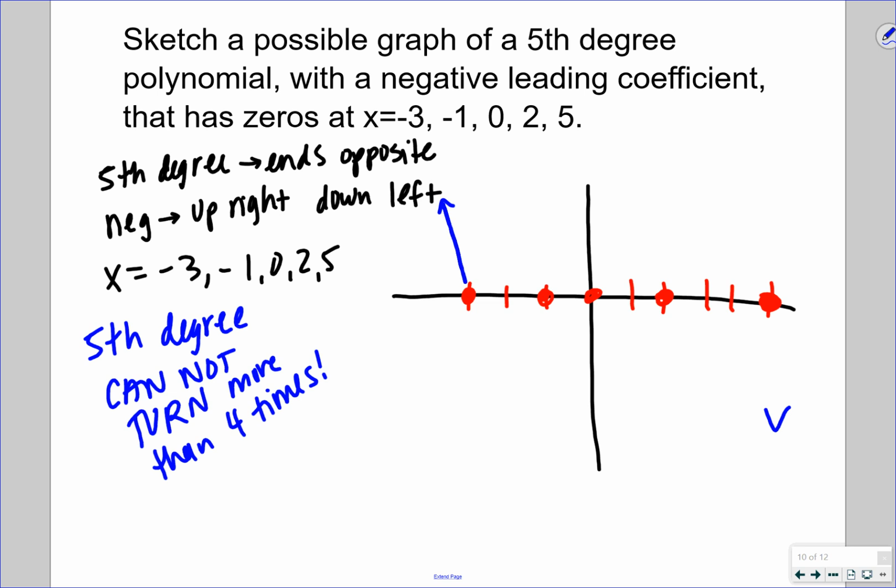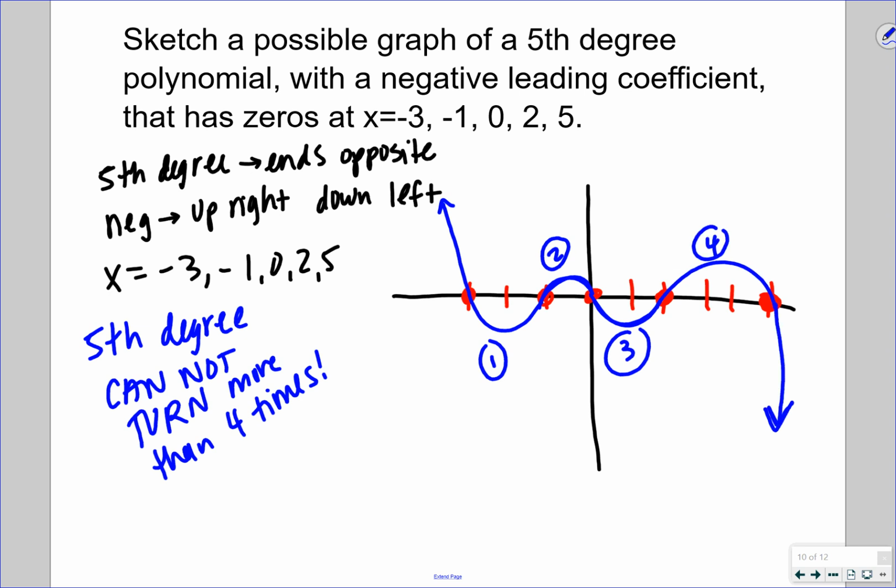So if I go through here and turn around, there's 1 turn. Now to connect these, here's another turn. Now connect my next 2 zeros, here's a 3rd. And here was my 4th. And then I just go straight down. So it's actually more simple than you think. I give you enough information and then you just connect your dots.